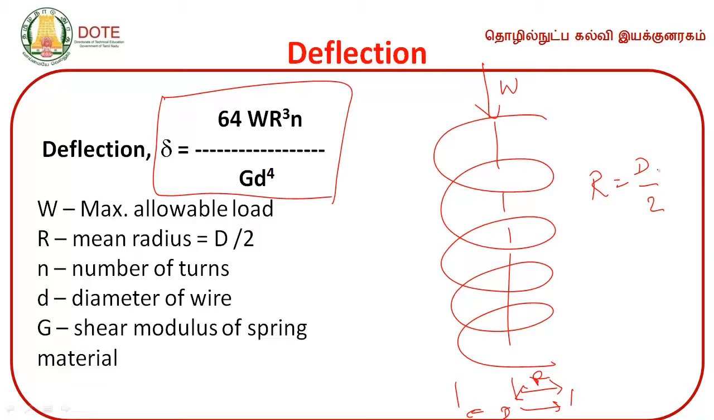N is the number of turns. If we start from here and it ends here, one turn of the spring is completed. So how many turns are there? Number of turns in the spring. Looking at this, from here to here is 1, from here to here is 2, then 3, 4, 5. So the number of turns is going to be 5, the number of turns of the spring.